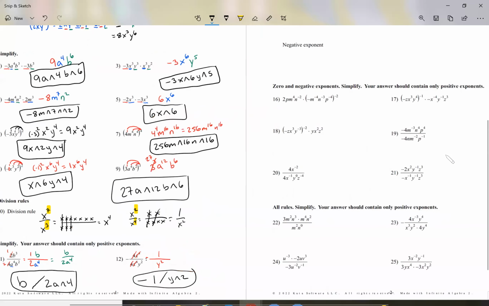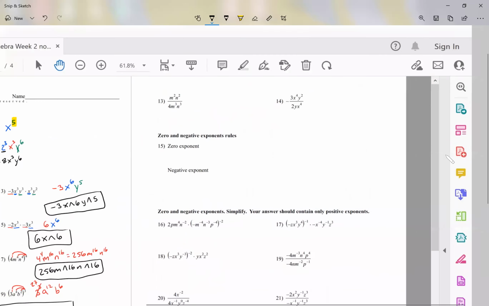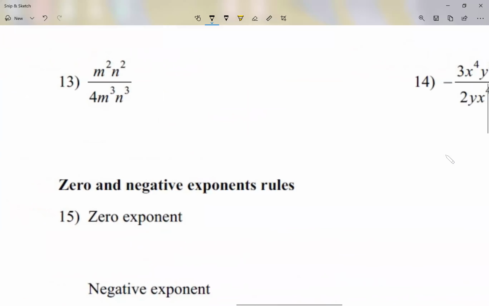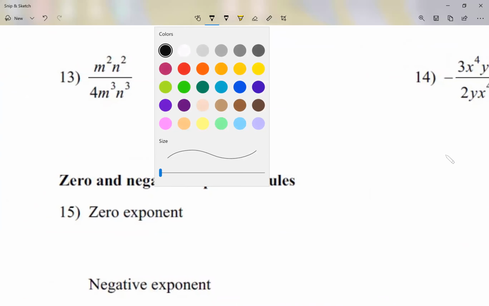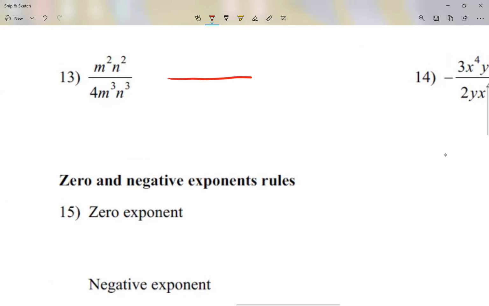Let me do a couple more. I'm going to do up to number 18, I said. So let's take a look at number 13. So it is a fraction. When it comes to numbers, I only see a 4 at the bottom. When it comes to m's, because I'm going to treat them in alphabetical order, I subtract my exponents. And 2 minus 3 or 3 minus 2 is 1. I'm subtracting the exponents. So I'm going to have m to the 1 at the bottom.